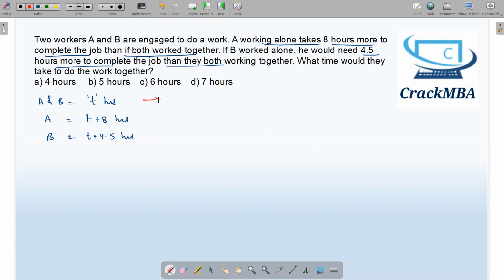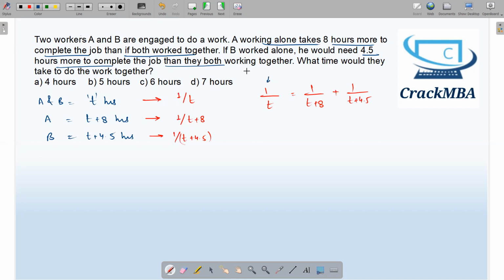So in 1 hour, A and B together will do how much work? It will be 1 by T. Same thing I will do for A alone. In 1 hour, A alone will do how much work? It will be 1 by T plus 8, and same with B, 1 by T plus 4.5. I can equate this thing. A and B together will do 1 by T work in 1 hour. Similarly, A alone will do 1 by T plus 8 unit of work in 1 hour, and B will do 1 by T plus 4.5 unit of work in 1 hour.